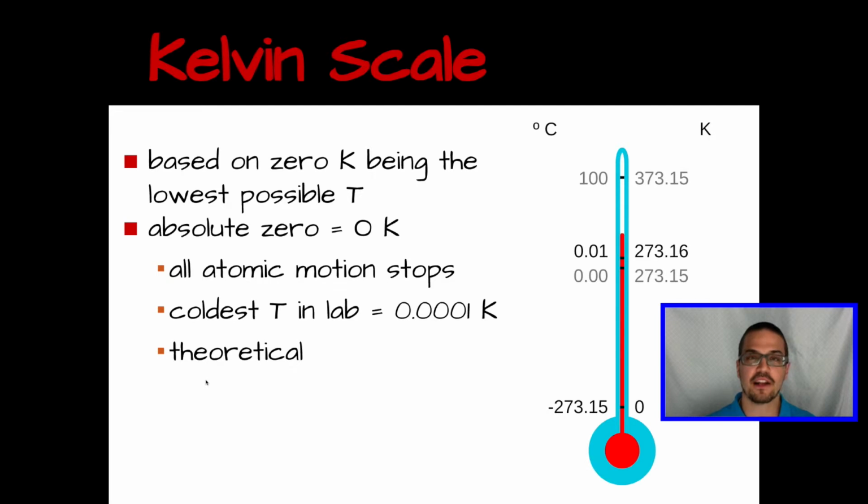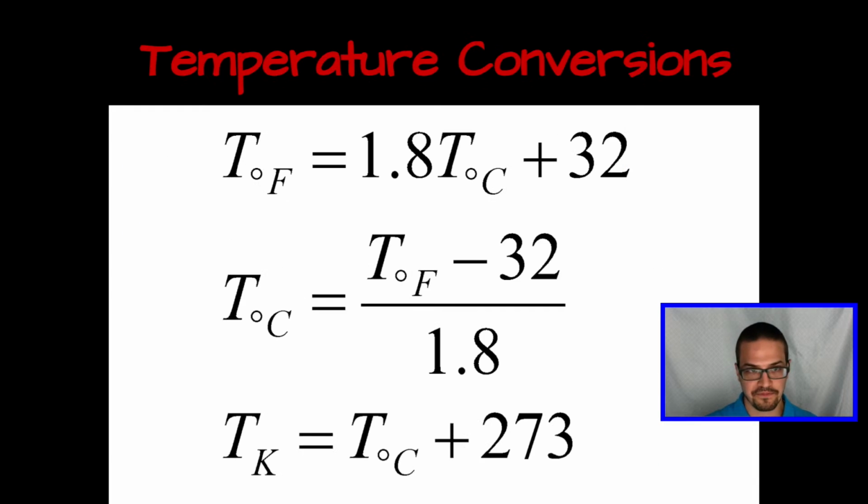It's considered theoretical because we have not actually been able to reach 0 Kelvin. The coldest that scientists have been able to get in a laboratory is about 0.0001 Kelvin. So it's still very, very, very cold, but they have not gotten it down to be completely 0 Kelvin.